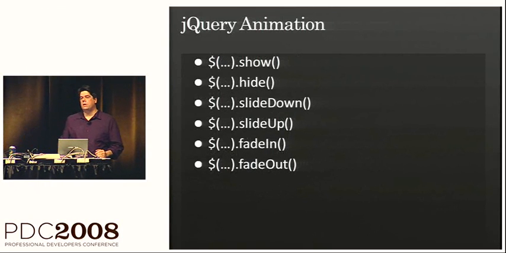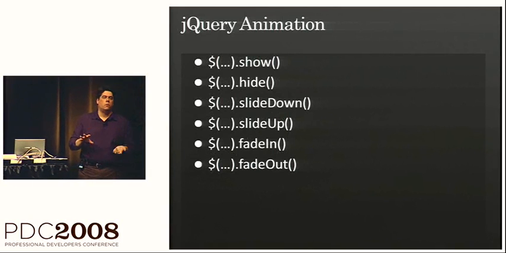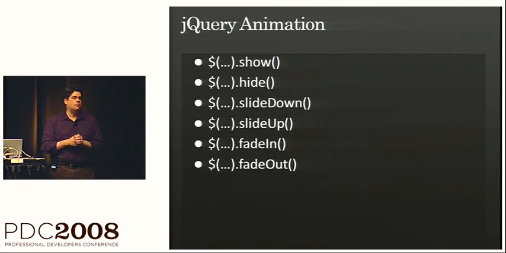Okay, next thing I want to show you is how you can use jQuery animations. Now, jQuery supports three basic types of animations out of the box. You can display or hide elements. You can fade elements in or out. You can slide elements up and down, and that's it. So that's what you get in the basic package.